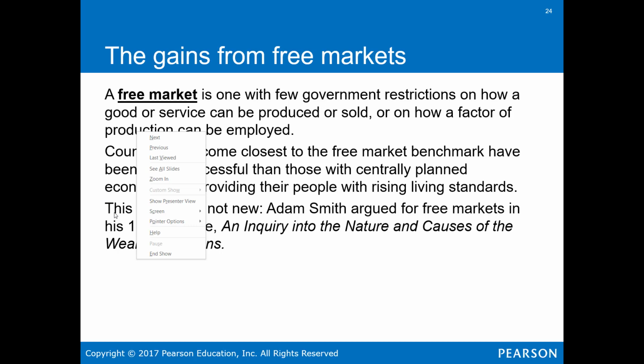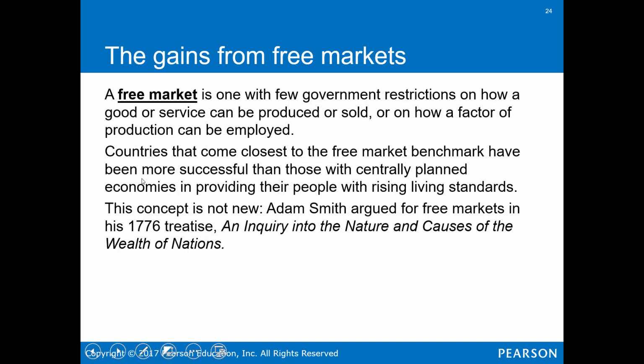Let's talk about a free market. A free market is a market in which there are few government restrictions on how a good or service can be produced or sold, or how factors of production can be employed. Countries that come closest to the free market benchmark have been more successful than those with centrally planned economies in providing their people with rising living standards. This concept is not new. Adam Smith argued for free markets in his 1776 treatise, An Inquiry into the Nature and Causes of the Wealth of Nations.